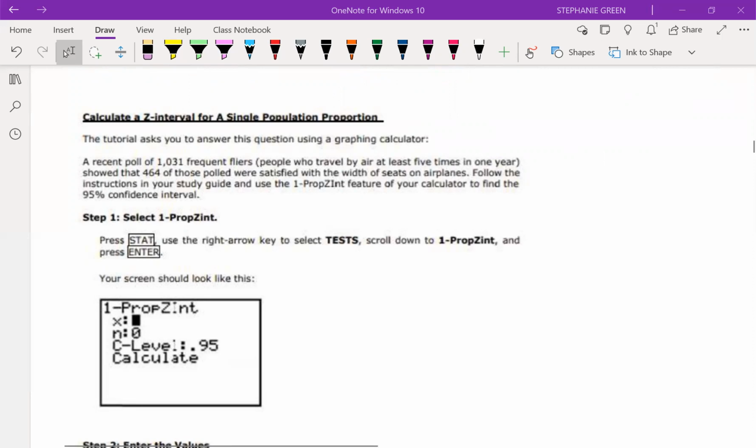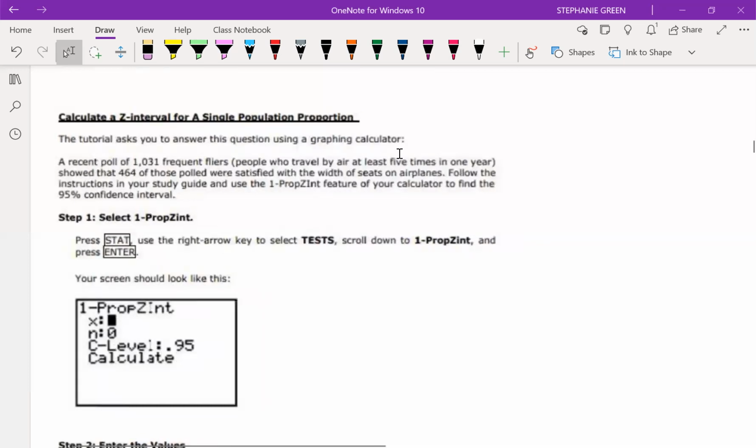Okay, so it says we have a recent poll of 1,031 frequent flyers, people who travel by air at least 5 times in 1 year. And it showed that 464 of the people polled were satisfied with the width of their seats in their airplanes. Follow the instructions in your study guide right here and use the one prop z-int feature of your calculator to find the 95% confidence interval.